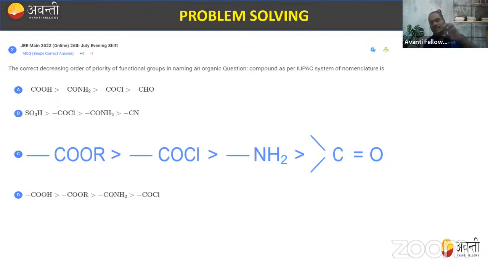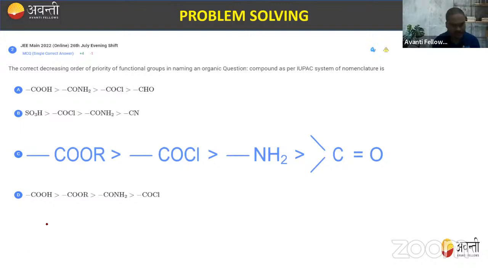If you know the preference order, only then can you identify, when there is an aldehyde, a ketone and an ester, which one you have to treat as the functional group and which one you have to use as a substituent. So it is very important to know the priority order. Let's see what the priority order is first. That is the correct decreasing order of priority of groups in naming an organic compound. We all know this. The order of decreasing priority for the functional groups is like this.